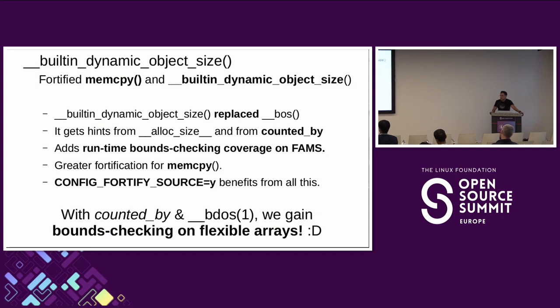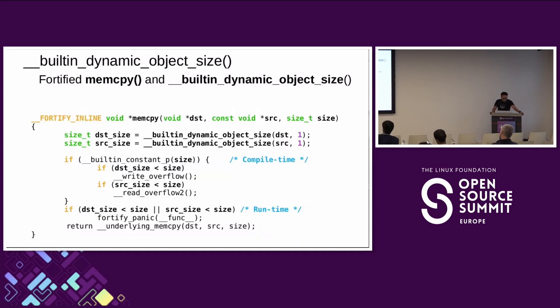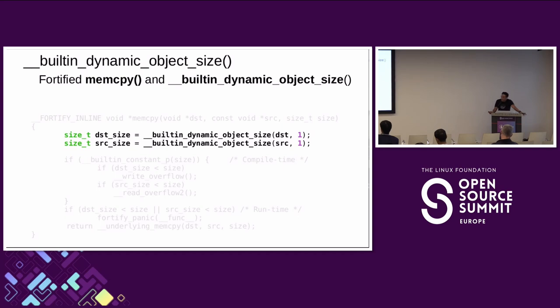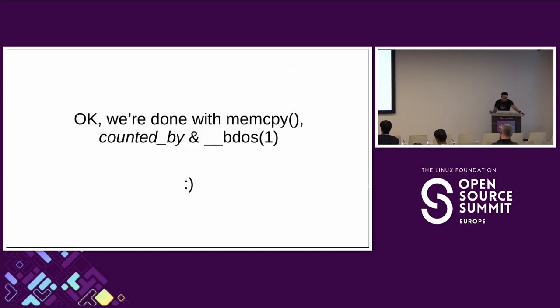I'll give you a second to take pictures. Okay, so now let's take another look again. I'm not sure if I said this at the beginning, but if you take a look at memcpy in the kernel, this is not actually how it looks. This is a simplification of the FORTIFY_SOURCE version of memcpy. It's more complex, but it boils down to this. So now we use __builtin_dynamic_object_size mode one, right?